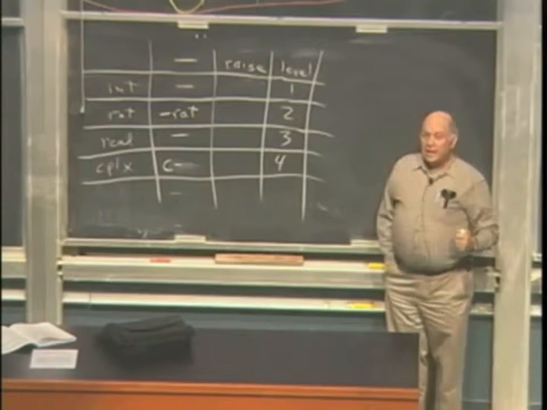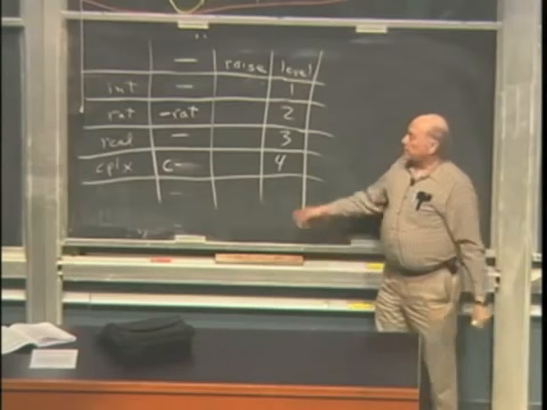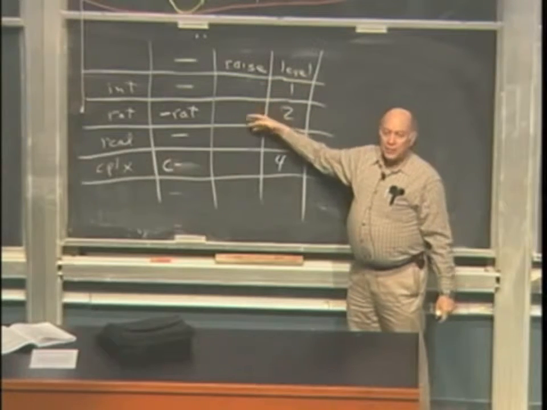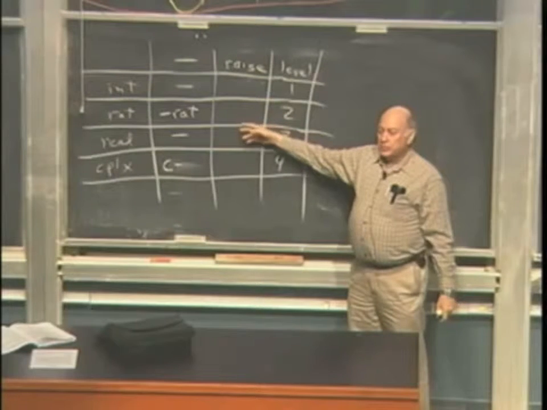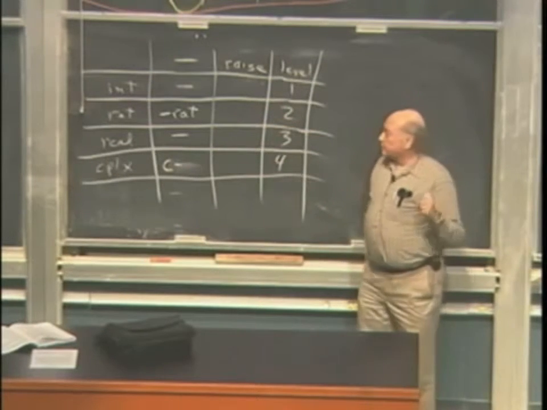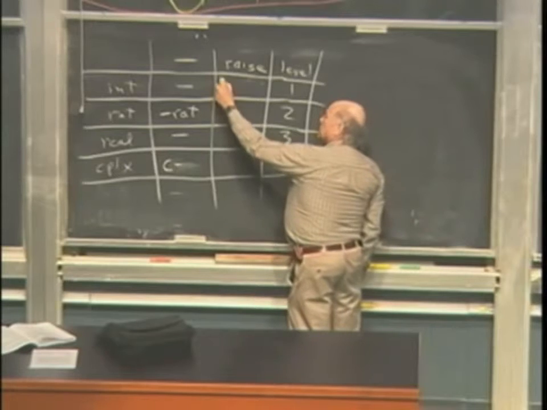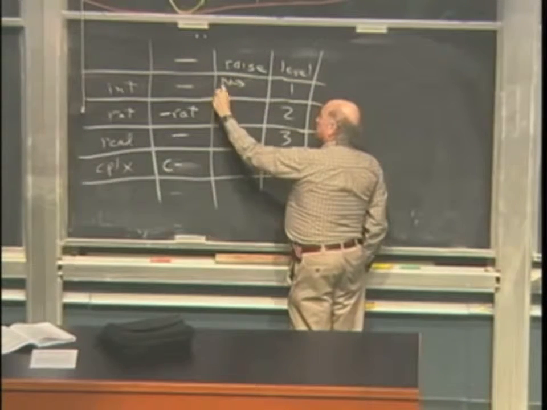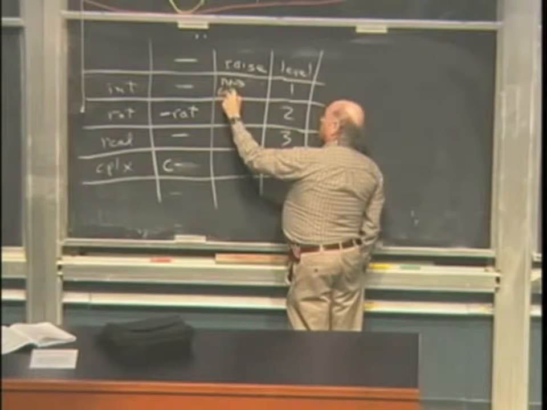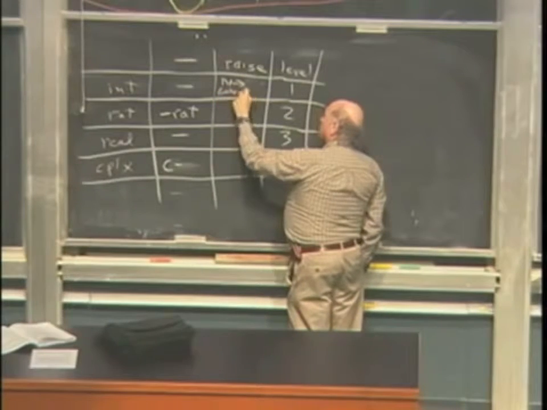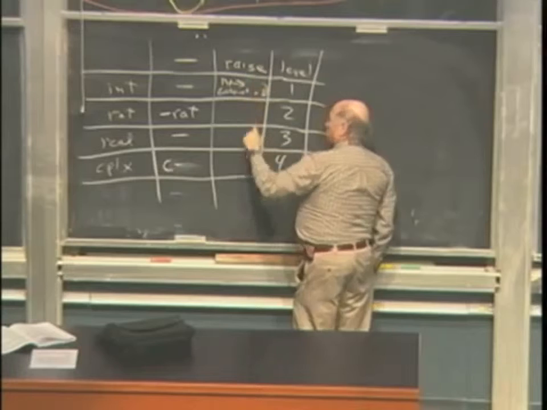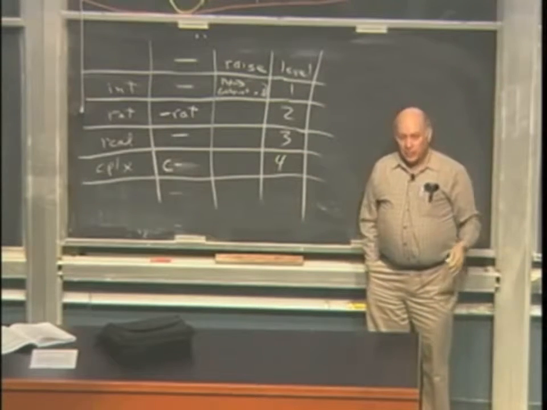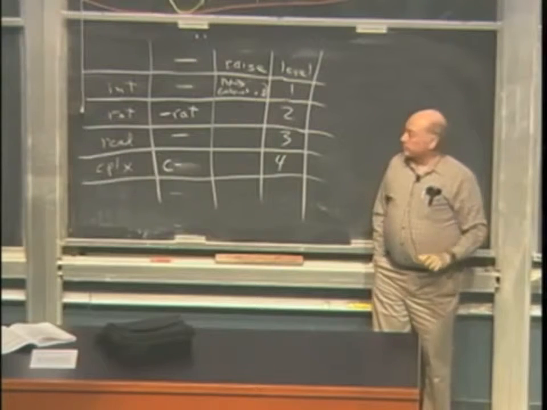Okay. Raise says for each level, how do we convert this to the next level up? Okay, so this is going to be n maps to make-rat n 1, right? To get an integer to a rational number, we do integer divided by 1. That's a rational. Okay?